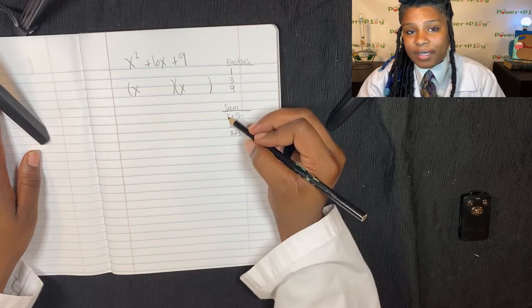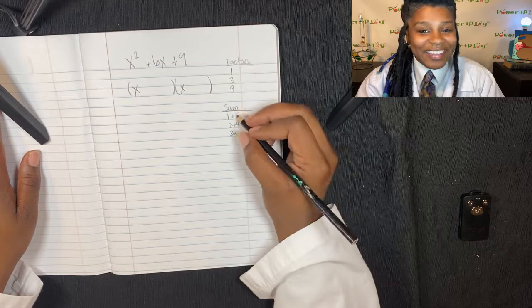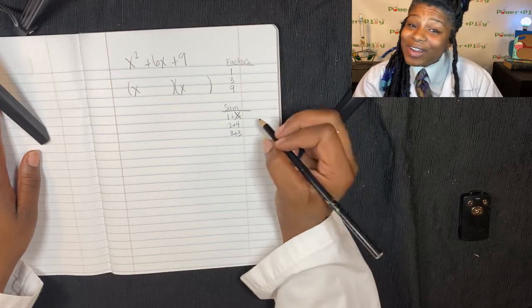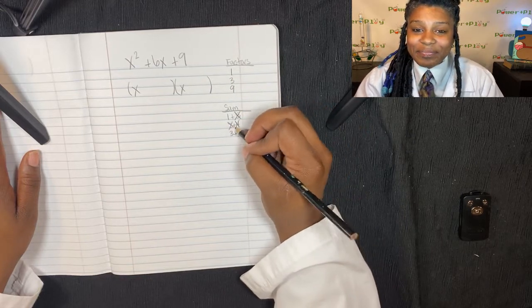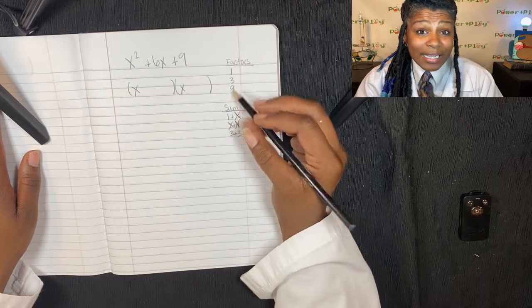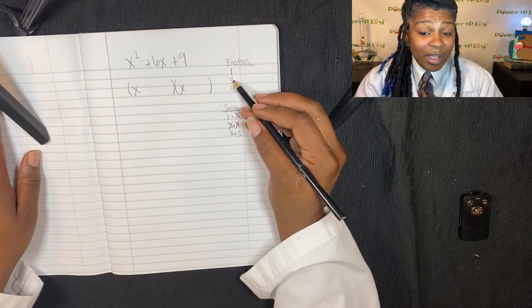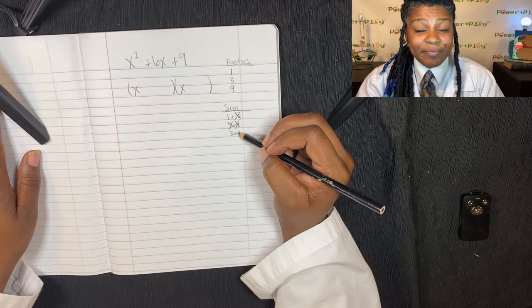So 5 is not a factor, so we can go ahead and cross that one out. 2 and 4, also not factors, so we can cross those out. Now 3 plus 3 does give us 6, okay? So we could use a 3.